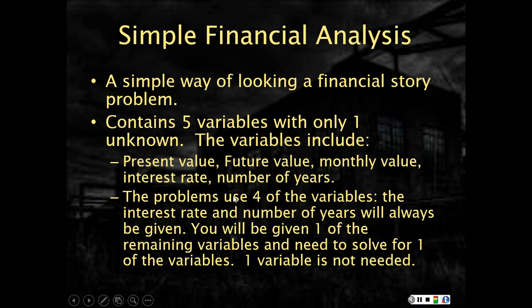Now, for these variables, the problem will always give you the interest rate, and the number of years will always be given. So you'll be given one of the remaining variables. You'll need to solve for one, and then one variable is not needed. So out of the 5 variables, you're going to be given interest rate and the number of years. You won't need one variable, which leaves 2 variables. You're going to be given one and you have to solve for one. So that's how these work.